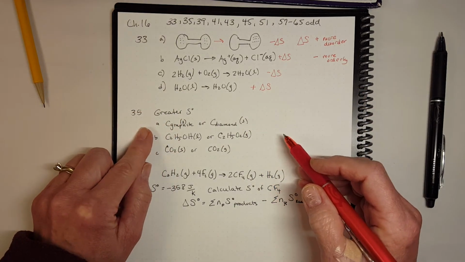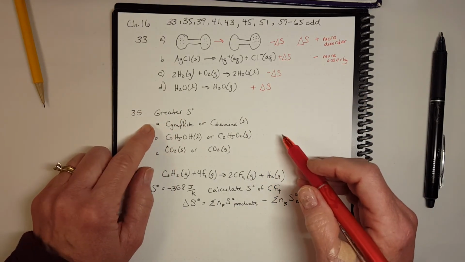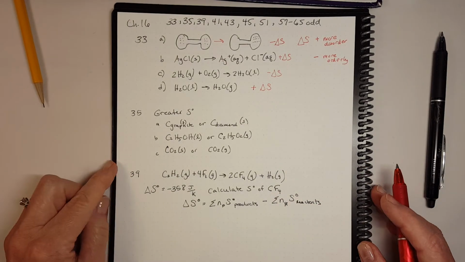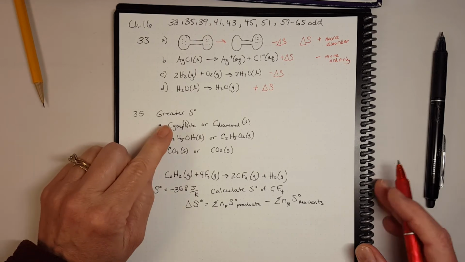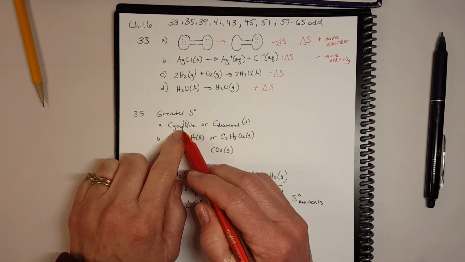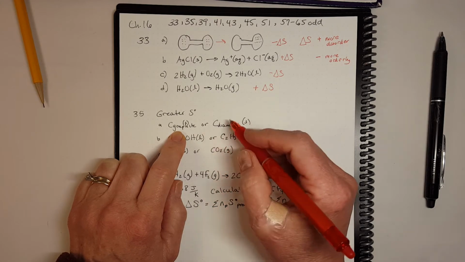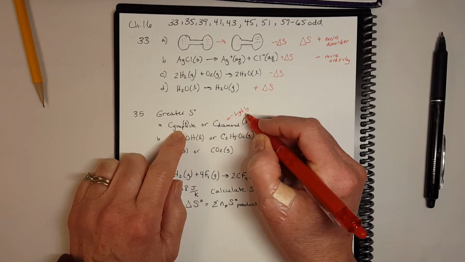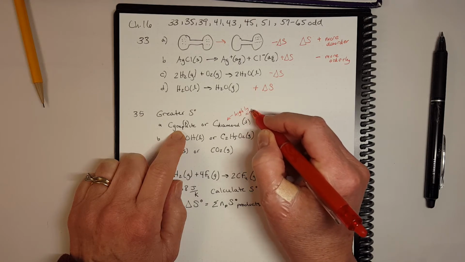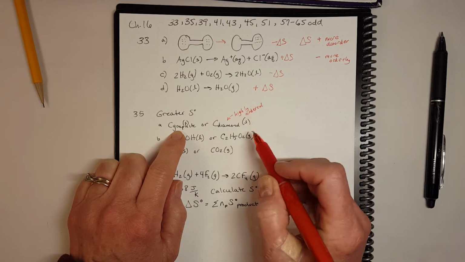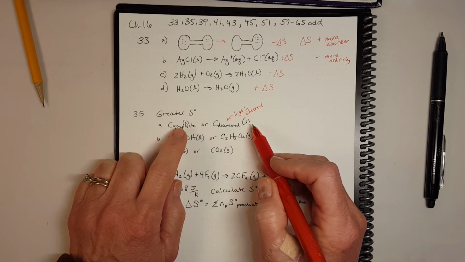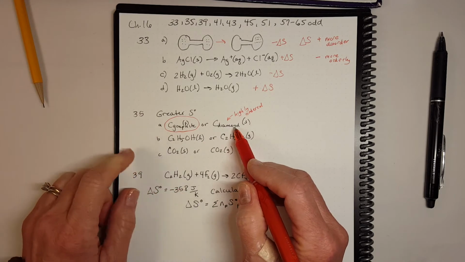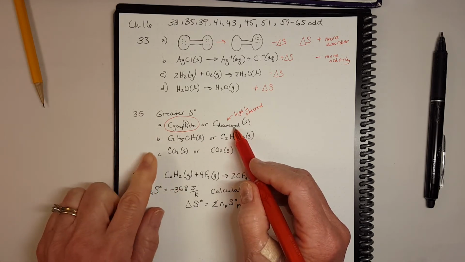Okay, number 35. Which has the greater entropy? The greater entropy means that it's a more disordered state. So if we look at graphite and diamond, diamond is very highly ordered, and so you might not know that, but you should. This is a highly ordered crystal structure, and so the one that has the more disorder would be the graphite. Even though they're both solids, you do have to know a little bit that diamond is a very, very ordered crystal structure.